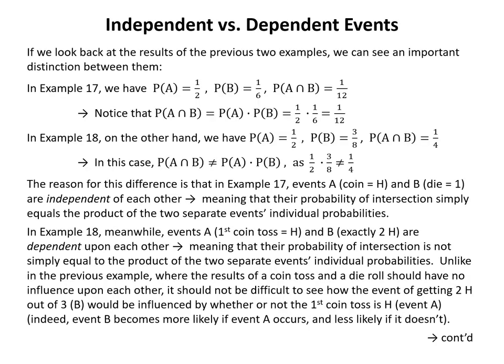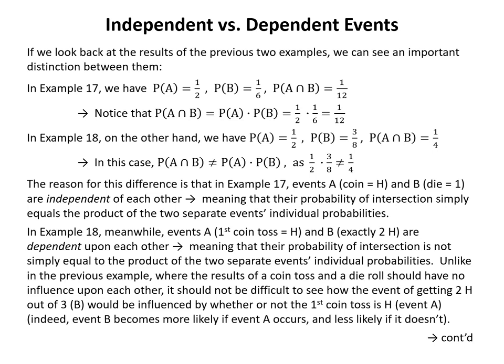If we look back at the results of the previous 2 examples, we can see an important distinction between them. In example 17, we got probability of A equals 1/2 and probability of B equals 1/6, and the probability of A intersection B equals 1/12. Notice that in this case, the probability of the intersection of A and B equals the probability of A times the probability of B. In other words, 1/2 times 1/6 equals 1/12.